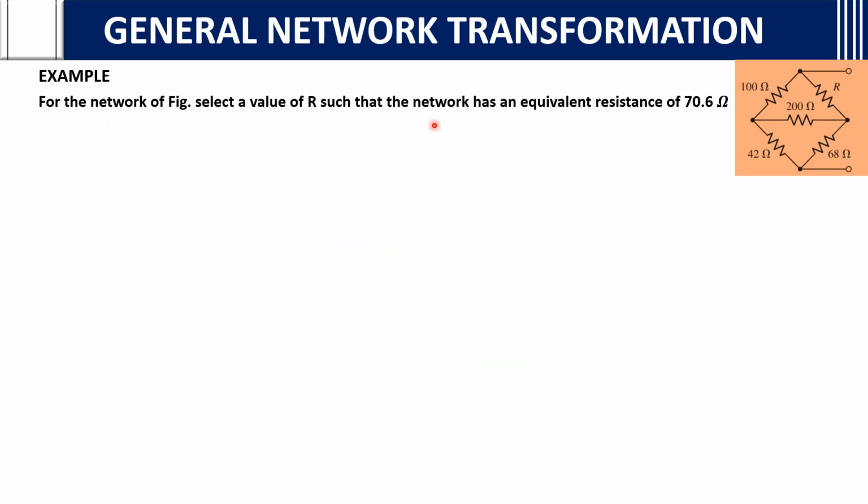Now we'll see the next question. Here the value of R needs to be found with equivalent resistance 70.6. In the previous question we found the equivalent resistance, but here they have given the equivalent resistance and want us to find the R value. We can do that with the same procedure as in the previous question. Later the equation will be in terms of R, and we equate it to 70.6, so you can easily get the R value.